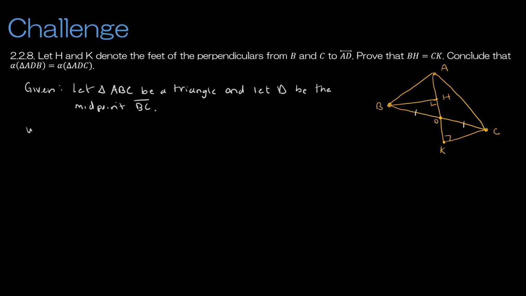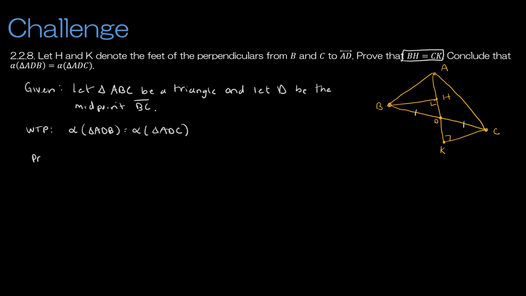So what am I trying to prove? Essentially, I'm trying to prove that BH is equal to CK, and then it says conclude that the area of triangle ADB is equal to the area of triangle ADC. I'm not even going to put this one in there because proving that will be a step on my way to proving that the two triangles are congruent. So let's take a look at how I can prove this.